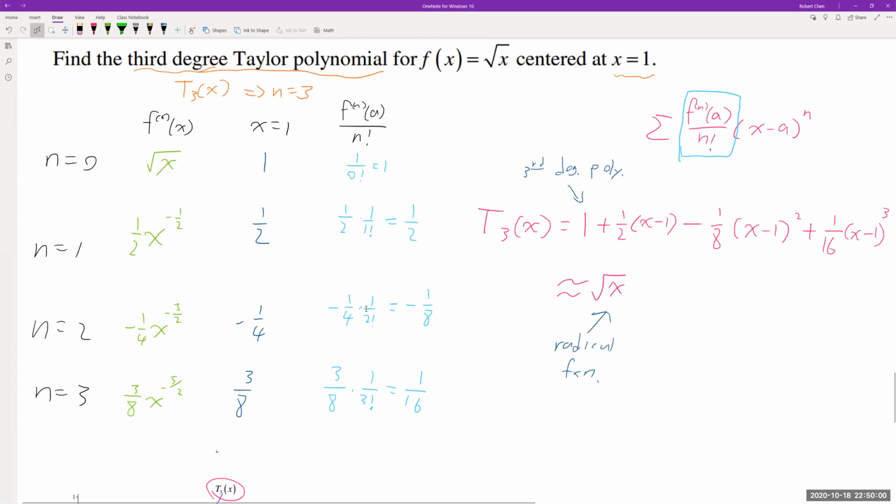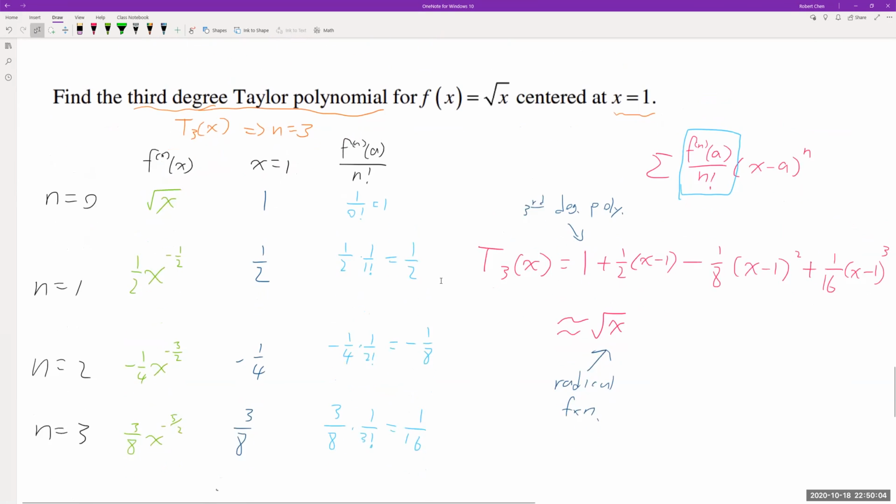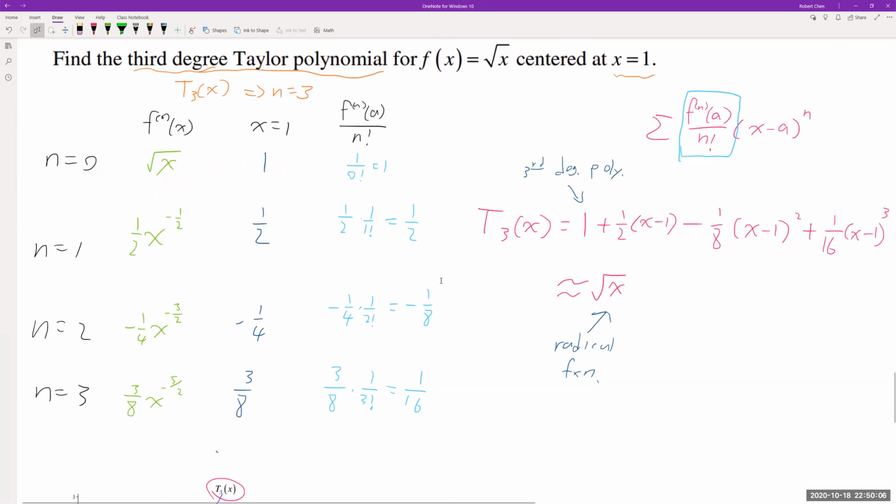approximation for Taylor series. So here is a problem for you to think about. What can you do to make a better approximation for this function square root of x? What can you do to the Taylor polynomial to get a better approximation for this function?